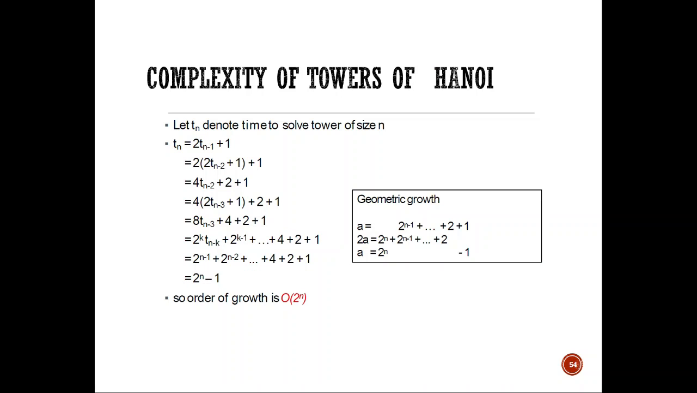So for example, for the Towers of Hanoi problem, to determine the time needed to solve the tower of size n, we can show here that the order of growth is actually 2 to the power n. And you can read more about what the Towers of Hanoi are.